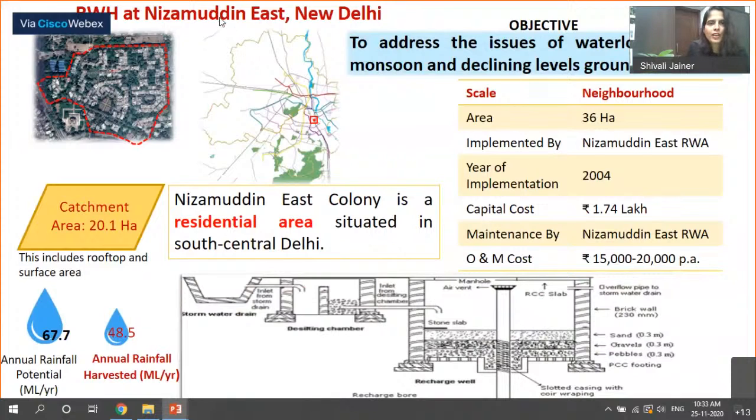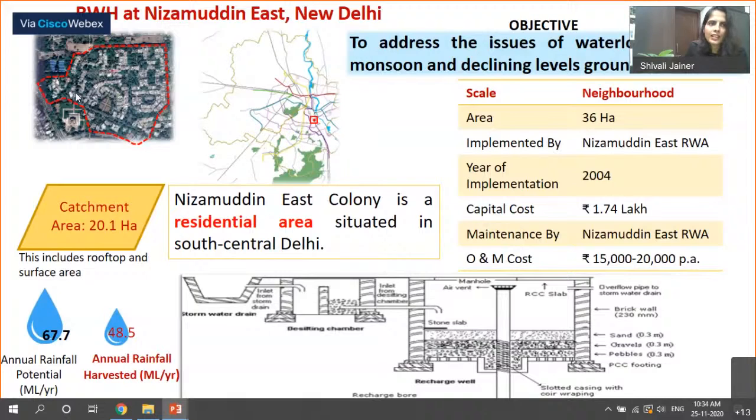Then I would like to show, this is one of the model projects of CSE. So there's a colony near central Delhi, which is Nizamuddin East, and it comes under Archaeological Survey of India because it's near all the monuments that you see in central Delhi. And within this neighborhood, if you see, it's a very planned neighborhood, right?